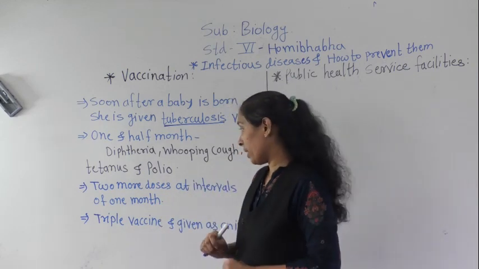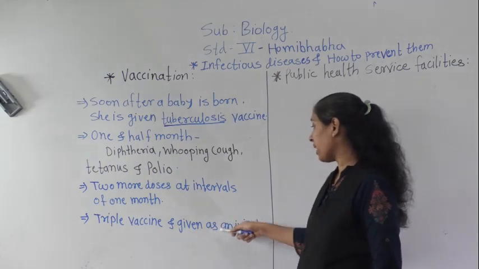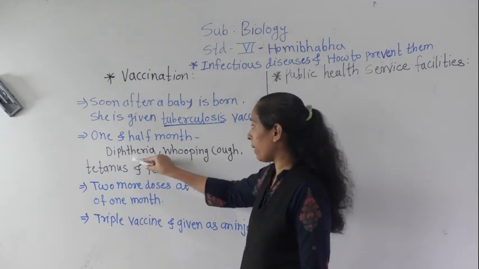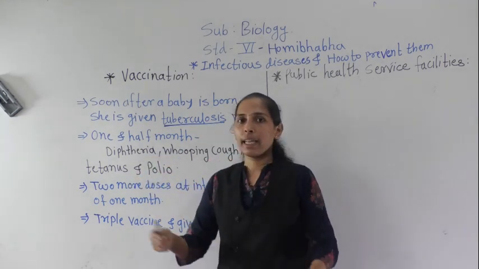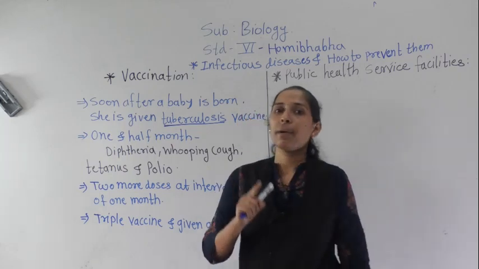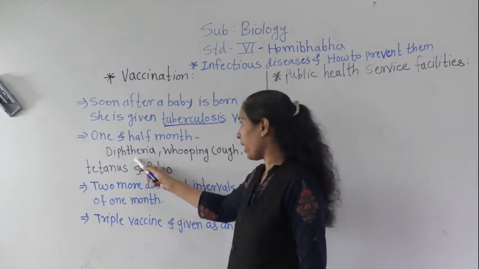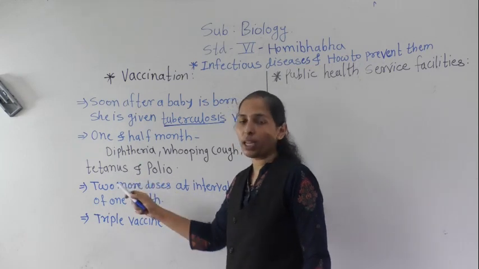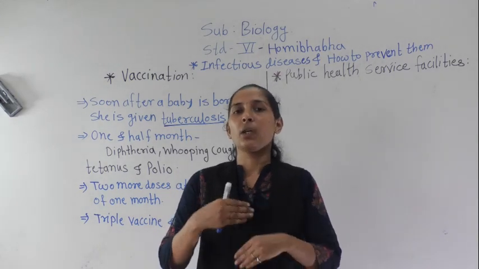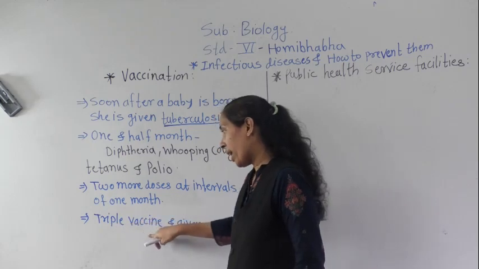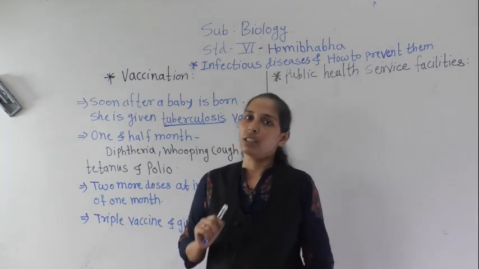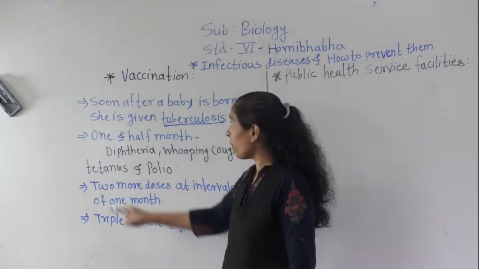Okay. Next one is the triple vaccine, which is given as an injection. Now what is meant by the triple vaccine? The vaccines of diphtheria, whooping cough and tetanus get mixed, combined, and that is given as what? Triple vaccine. So the triple vaccine is nothing but the vaccine of diphtheria, whooping cough and tetanus, combined together. This triple vaccine is given as an injection. And as we know, polio is given orally.